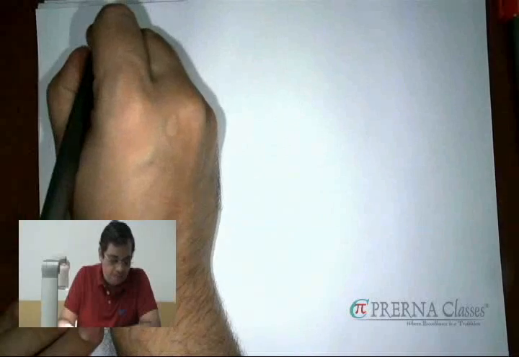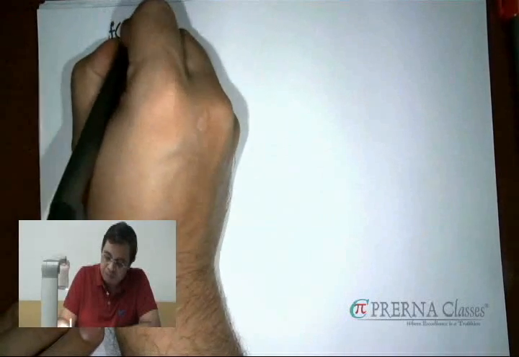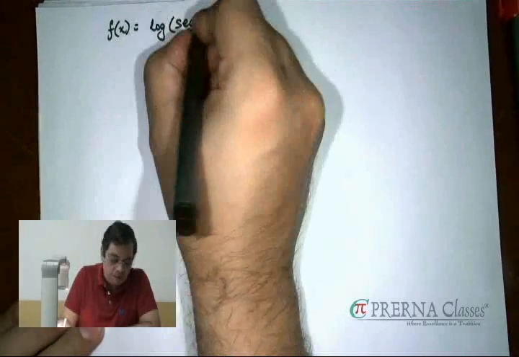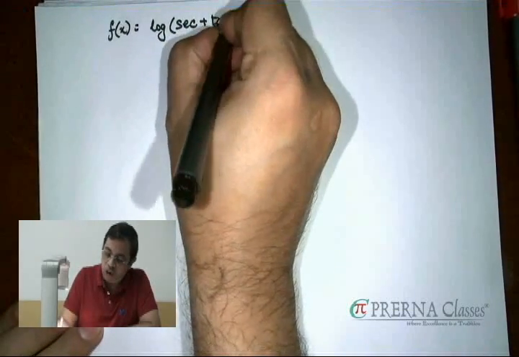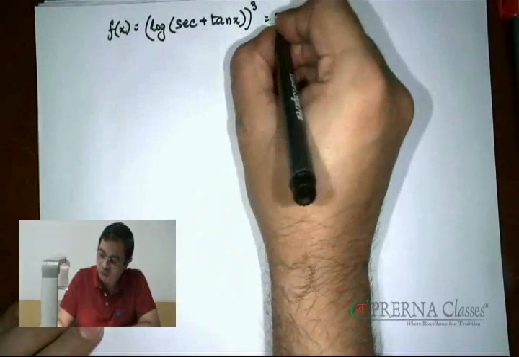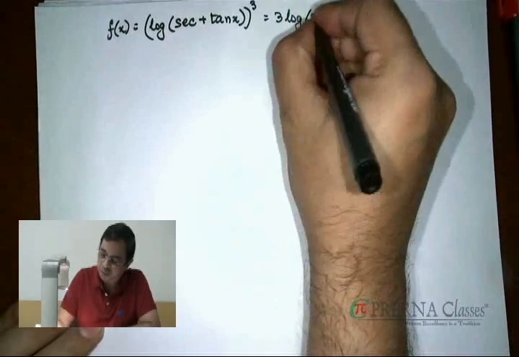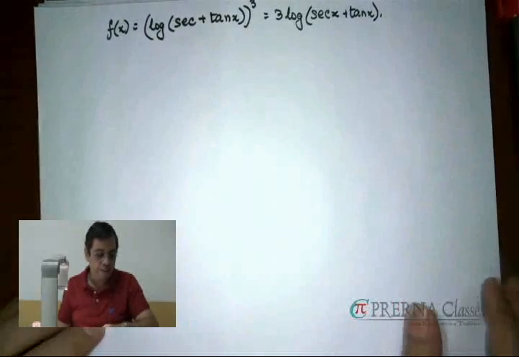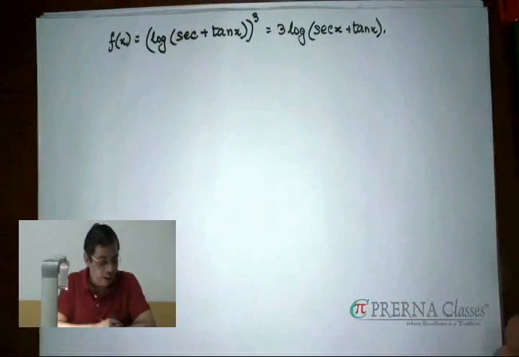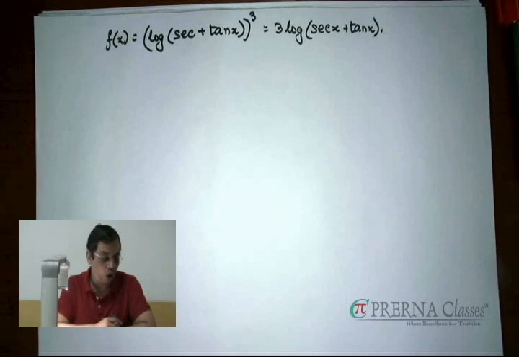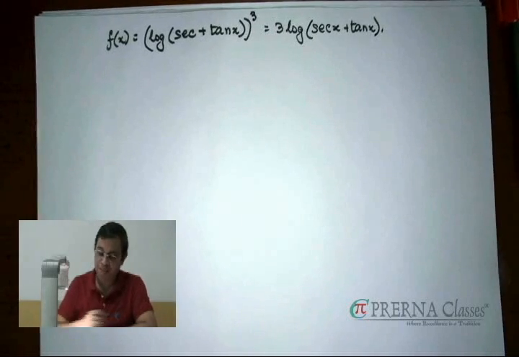The next question was dealing with the function as log of sec x plus tan x whole cube, which we can then also specify as 3 times log of sec x plus tan x. This was being defined over the interval minus pi by 2 to pi by 2, and then we have to consider whether it's an odd function, even function, etc.